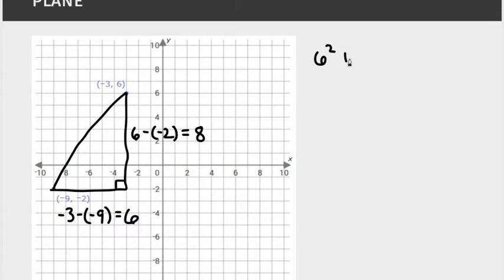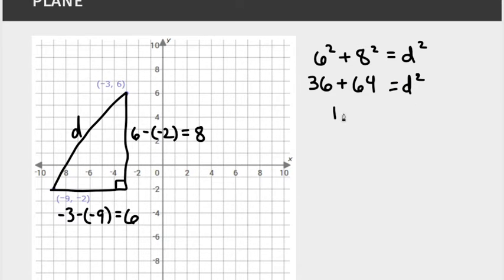That will give us 6 squared plus 8 squared equal to our distance squared. We'll call the distance between these 2 points d. And just simplifying this gives us 36 plus 64 equal to d squared, or 100 equal to d squared. So d will be the square root of 100, or 10.